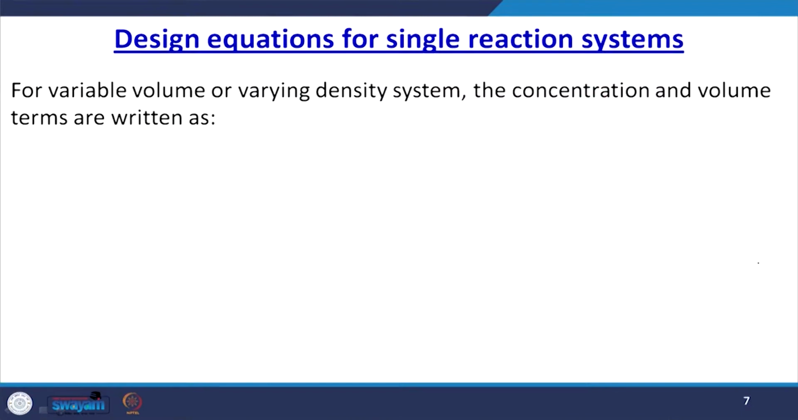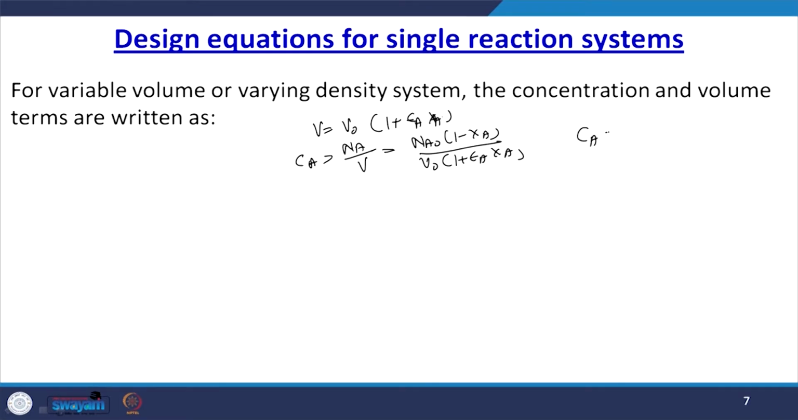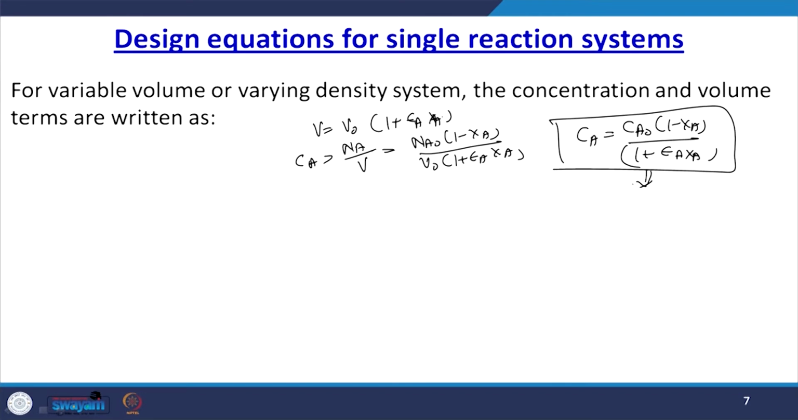Now, for the varying volume or varying density system, the concentration and volume terms can be written like this: V is equal to V naught times 1 plus epsilon A XA. Now this is represented as NA naught times 1 minus XA upon 1 plus epsilon A XA. Or we can write easily CA is equal to CA naught times 1 minus XA upon 1 plus epsilon A XA, or sometimes referred to as CA upon CA naught equal to 1 minus XA upon 1 plus epsilon A XA.